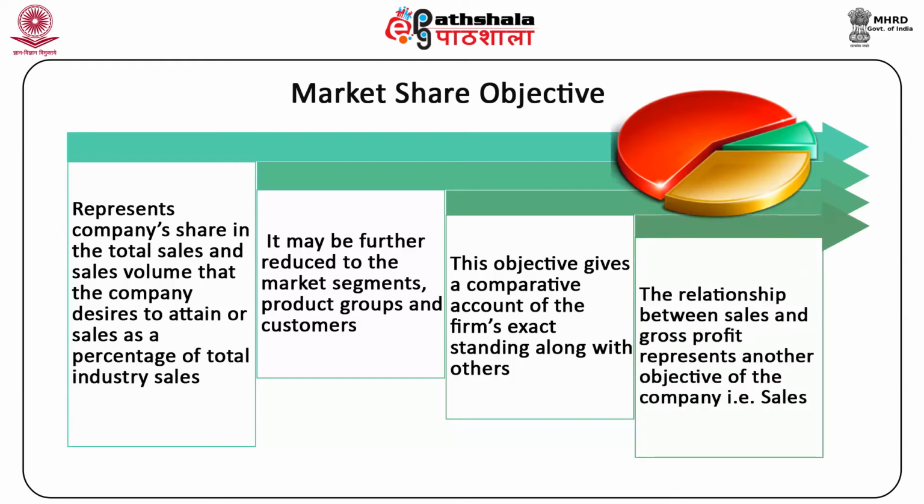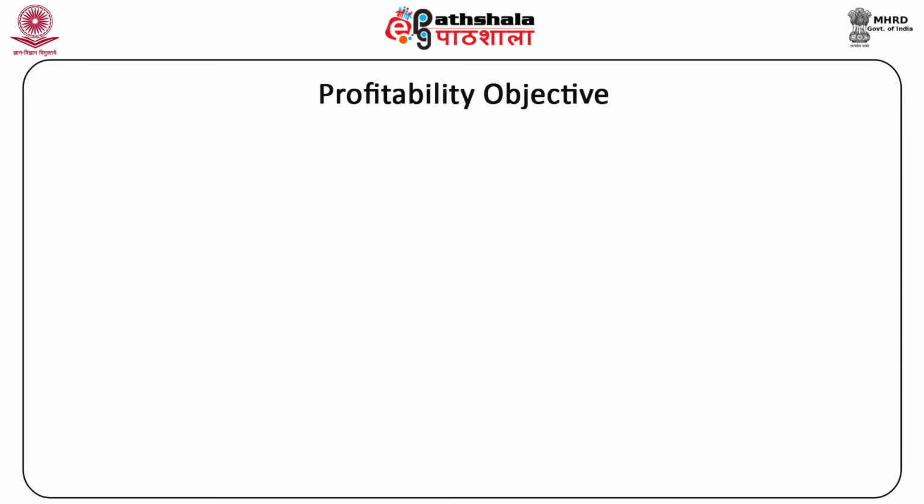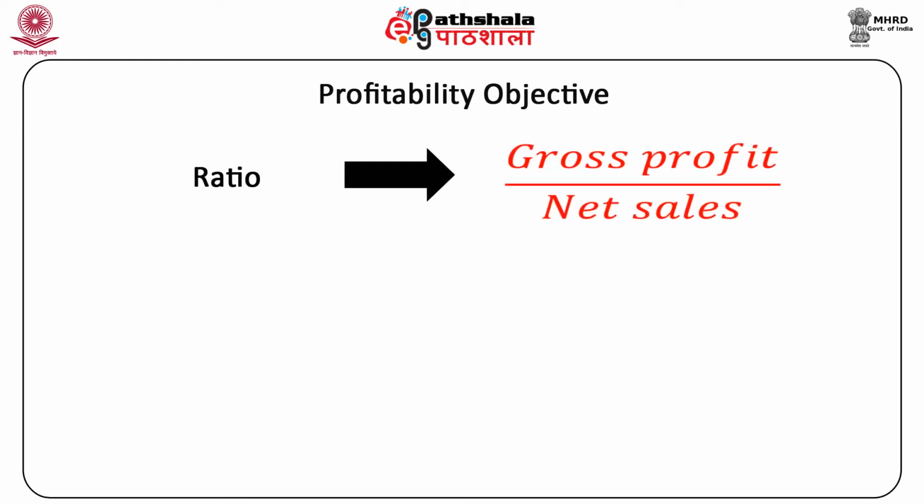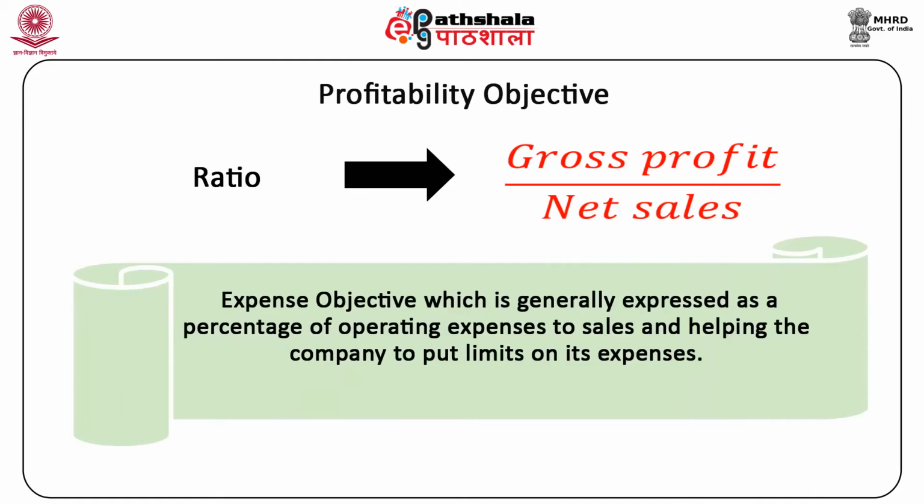The relationship between sales and gross profit represents another objective of the company, that is, the sales profitability objective. It is the ratio of gross profit to net sales, which represents the company's target contribution towards gross profit. The last but not the least is the expense objective, which is generally expressed as a percentage of operating expenses to sales and helps the company to put limits on its expenses.